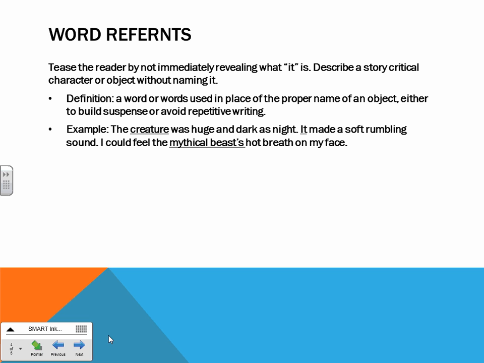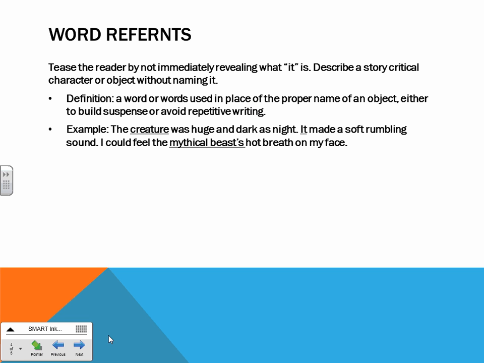The next technique we're going to talk about is word reference. Tease the reader by not immediately revealing what it is. Describe a story critical character or object without naming it. And if you'll remember, a story critical character or object is something central to the story. For example, a story critical character in The Monster Who Ate My Peas was the monster.